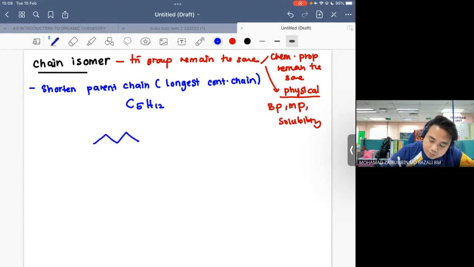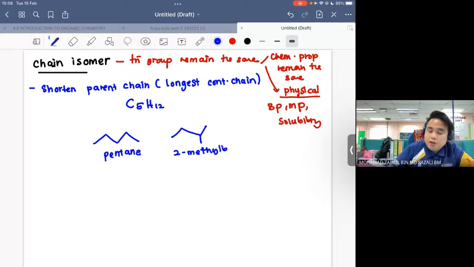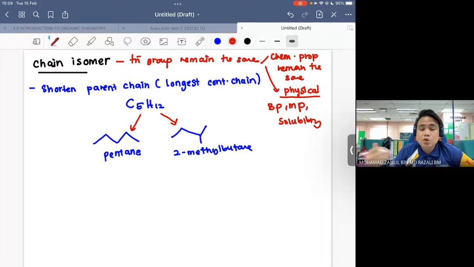This one we call a pentane. This one is a 2-methyl butane. If we count the number of carbon and also the number of hydrogen in these 2 compounds, we will find that both pentane and 2-methyl butane have 5 carbon and they also have 12 hydrogen. So the molecular formula is the same. But in terms of the structure, 2-methyl butane has a different structure compared to pentane.